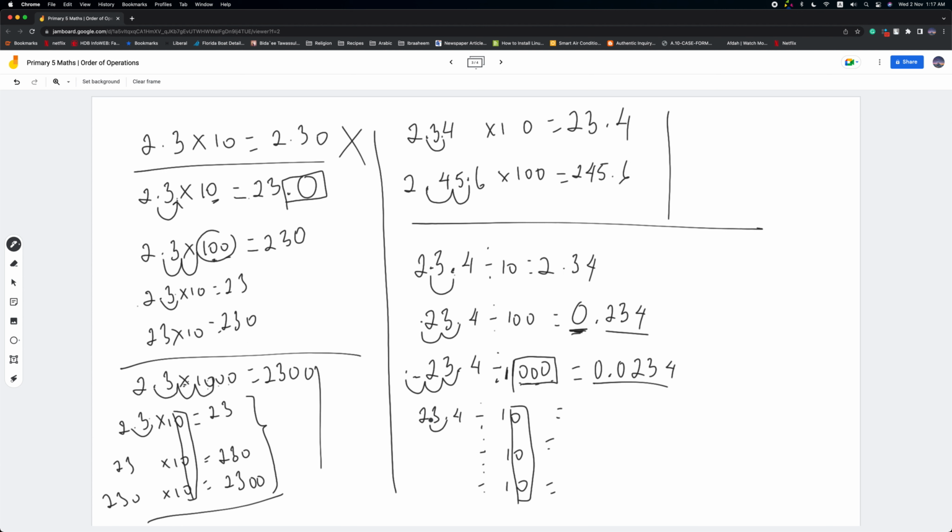So, you shift once. Again, not sure which direction? Divide, the number has to become smaller. So 2.34. Now you do 2.34 divided by 10. You shift it here. So it becomes 0.234. And you see, this is simpler because there is no empty space for you to fill.